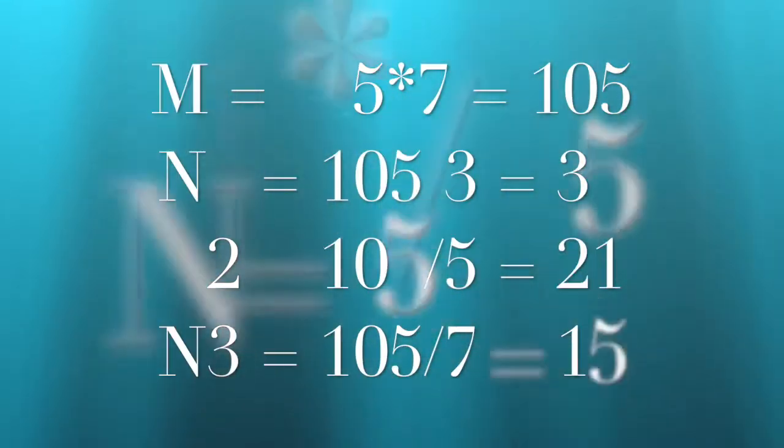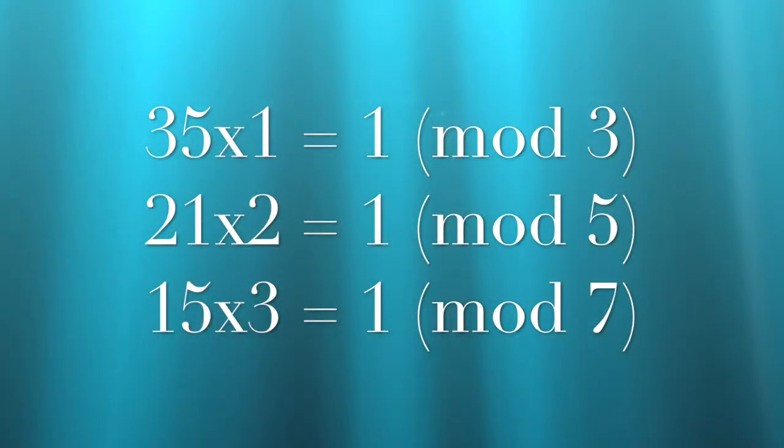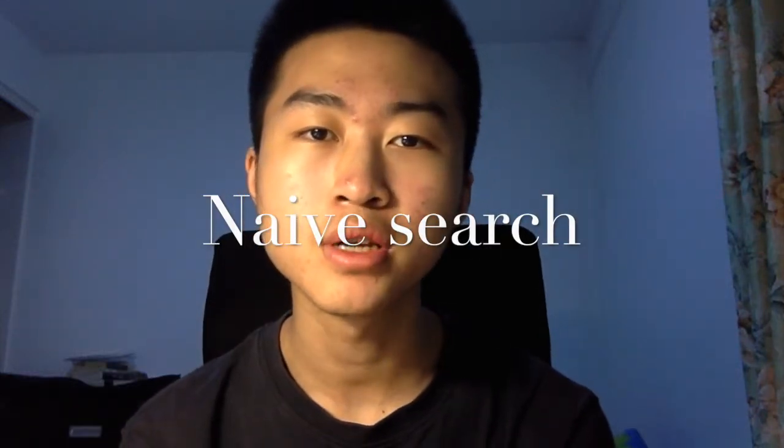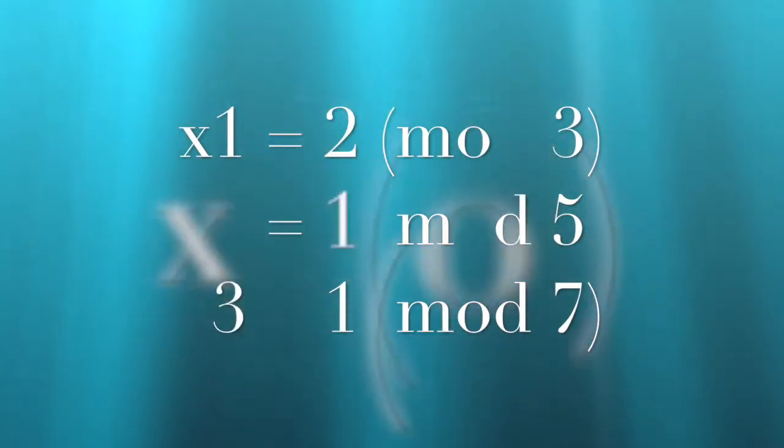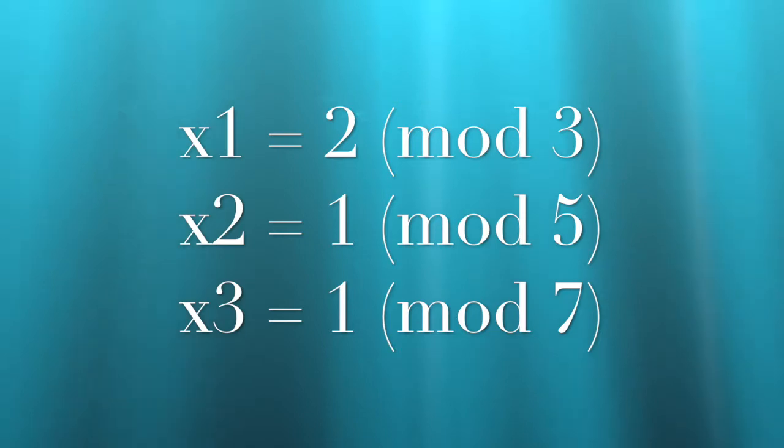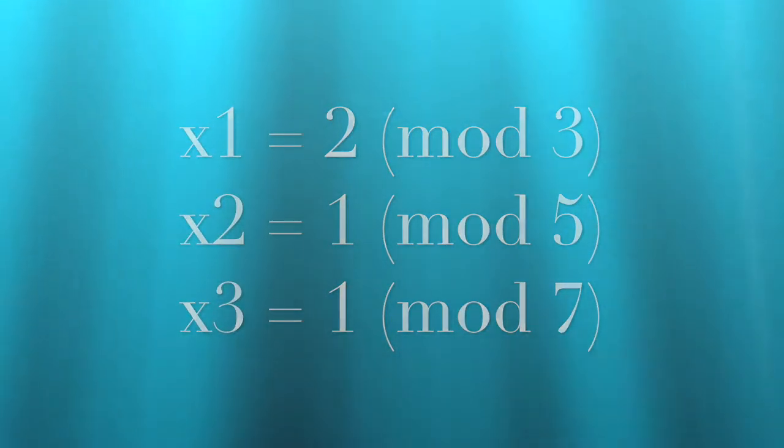Putting that in the context of the problem, we have 3 congruence relations. We need to then solve for x1, x2, and x3. You can solve these by doing a simple naive search, which basically means plugging in numbers and seeing which one works. And if you do that, you can see that the first x1 for the relation to be true is 2, which means x1 is congruent to 2 mod 3. Similarly, we get x2 is congruent to 1 mod 5, and x3 is congruent to 1 mod 7.